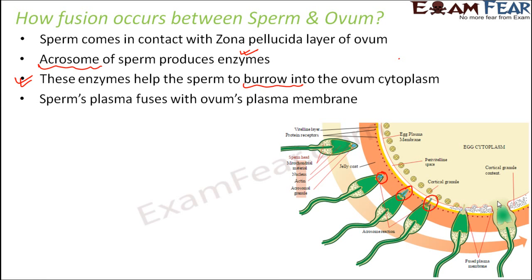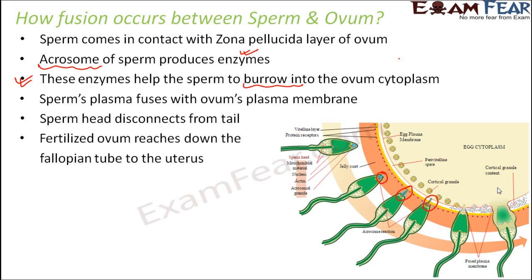Now the sperm's plasma membrane fuses with the ovum's plasma membrane. If you see, the plasma membrane of the sperm and the ovum fuse together, and then what happens? The sperm head disconnects from the tail. The sperm will actually enter inside and then get disconnected from the tail. So the head will enter inside and the tail will remain outside. And when this happens, the fertilized ovum reaches down the fallopian tube to the uterus.